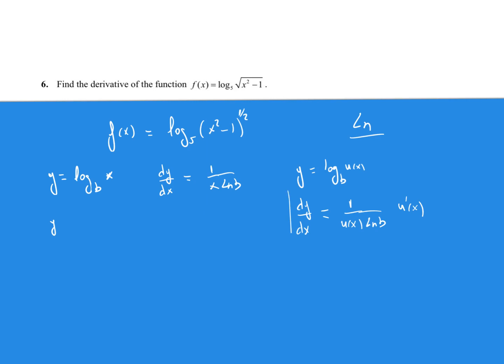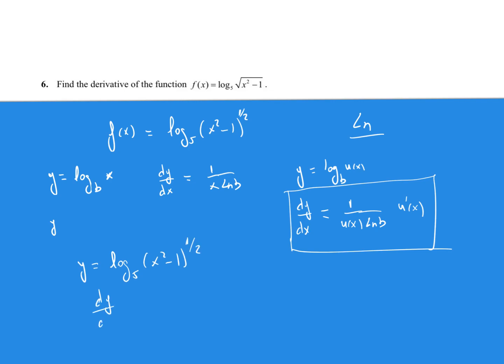So let's apply this equation to find the derivative of the function that is the problem. I will start with y equal log base 5 of x squared minus 1, to the 1/2. And the derivative of y with respect to x will be 1 divided by the function. The function is x squared minus 1, to the 1/2.